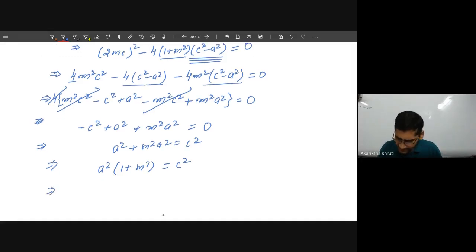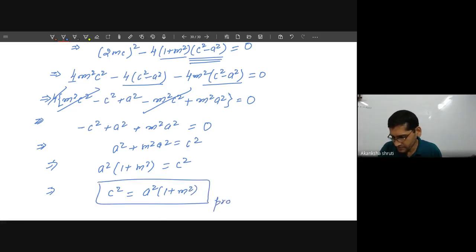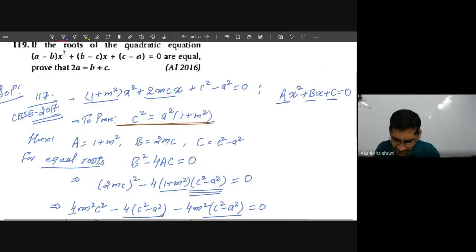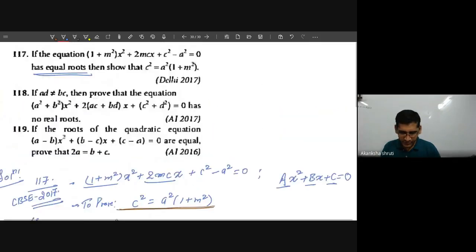And rewrite this: c square on this side is equal to a square into (1 plus m square). This way it is proved. So proving questions framed on this are very easy. You have to go for simplification. I think this was the same thing that was asked here. See, it is c square equals a square bracket 1 plus m square. The same thing. So this way proving is done.